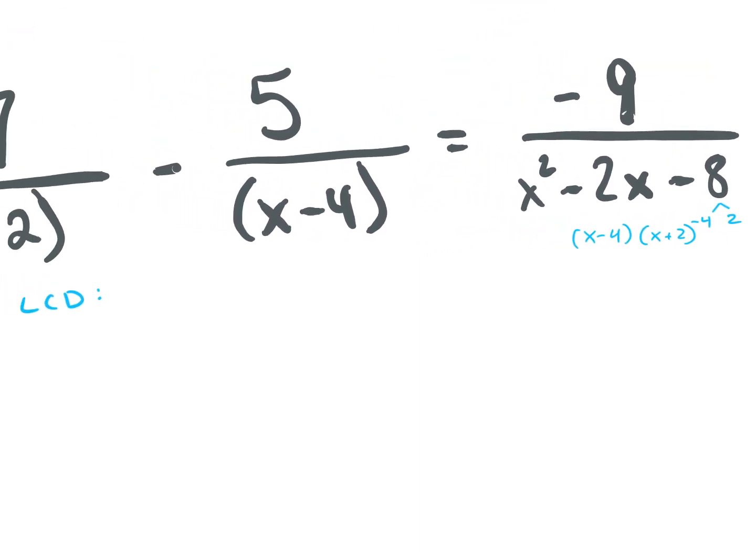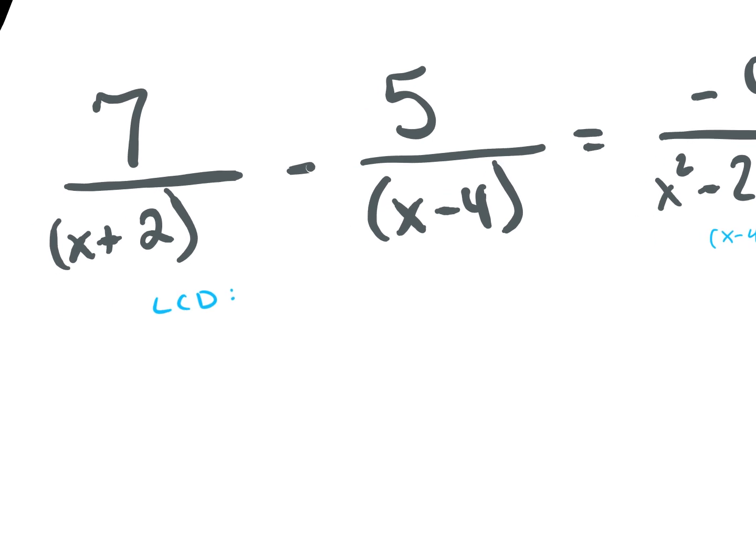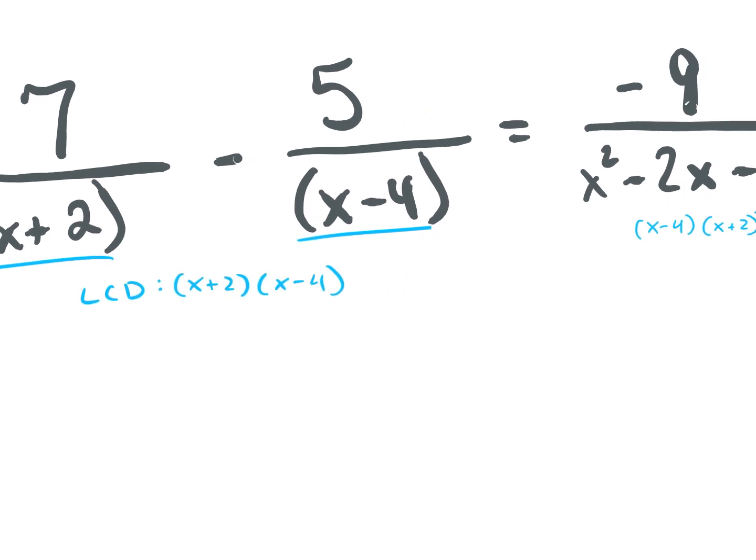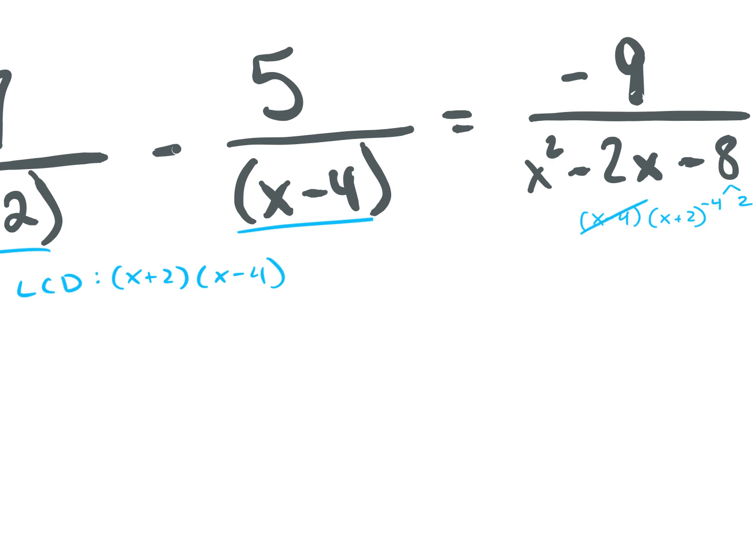So for our least common denominator, I'm going to take my denominator from each one. I have x plus 2. I have an x minus 4. And then in the second one, I already have an x minus 4 and an x plus 2, so I don't have to include those again. So my least common denominator is just x plus 2 times x minus 4.